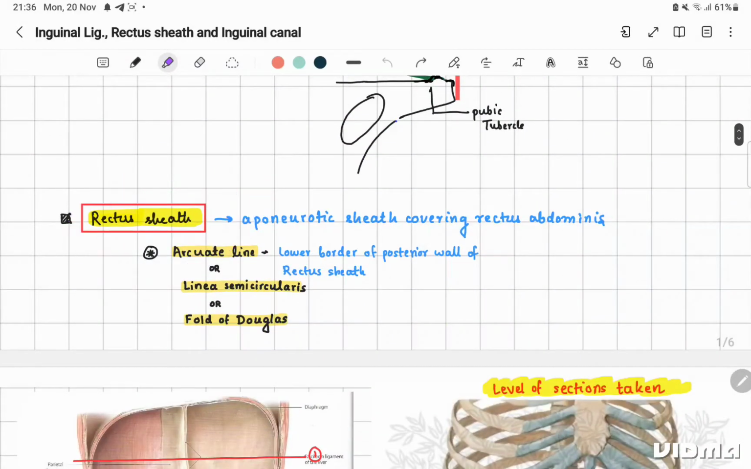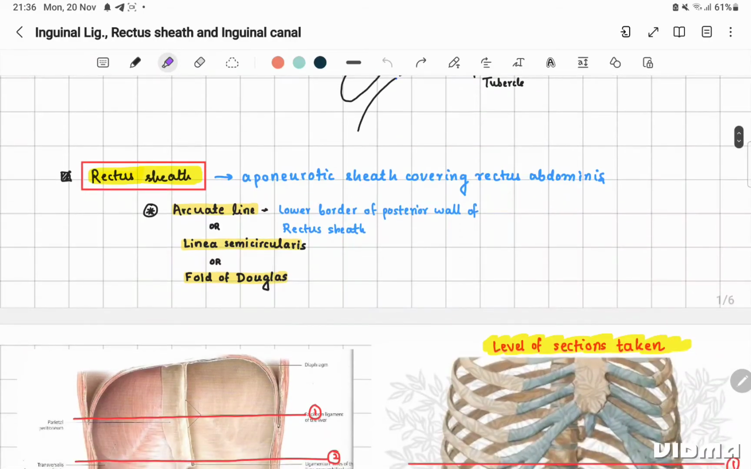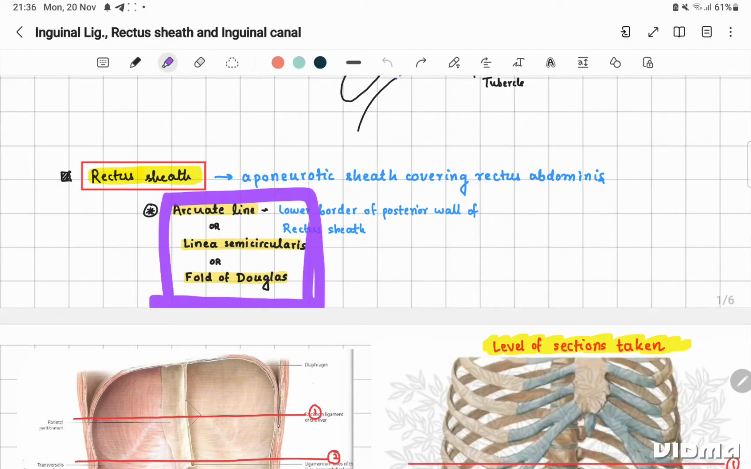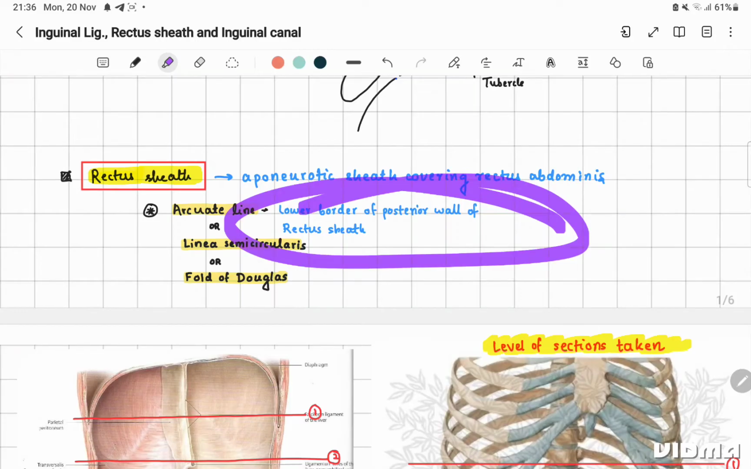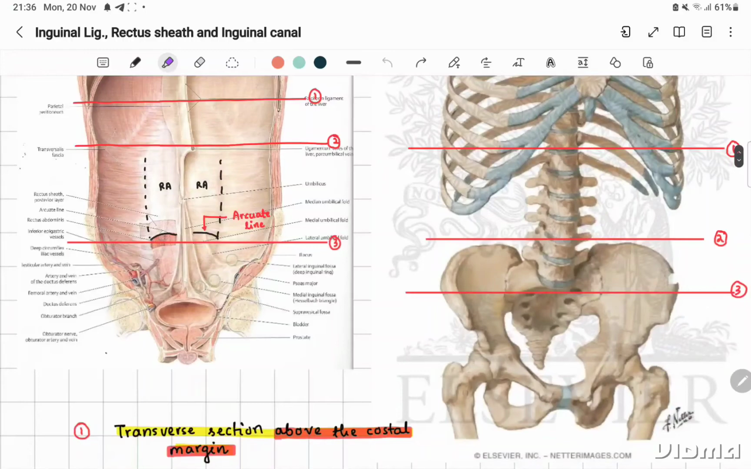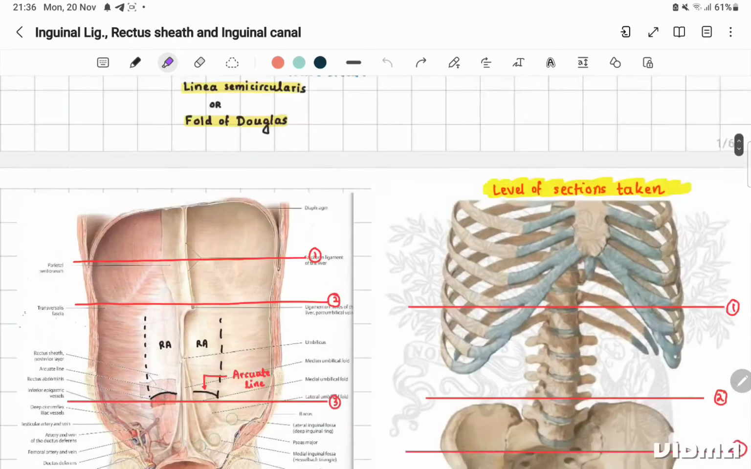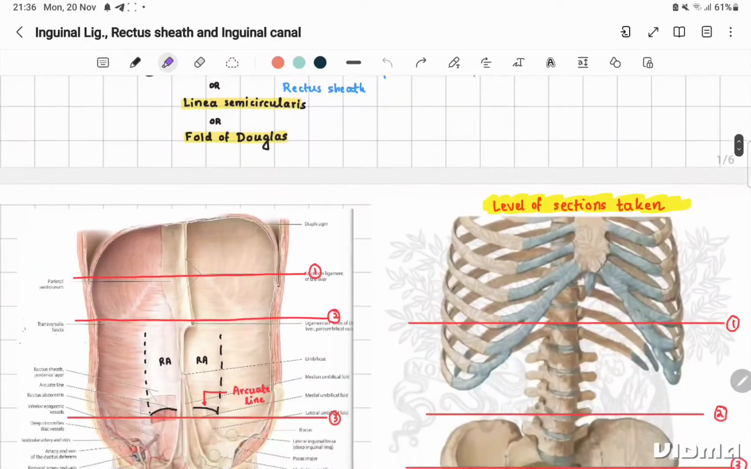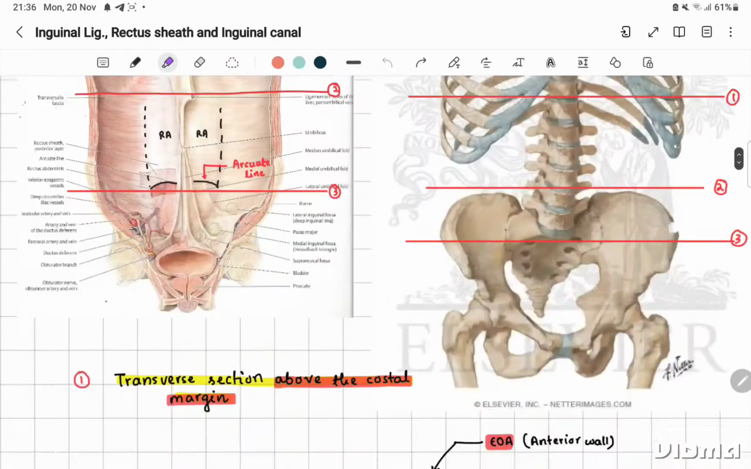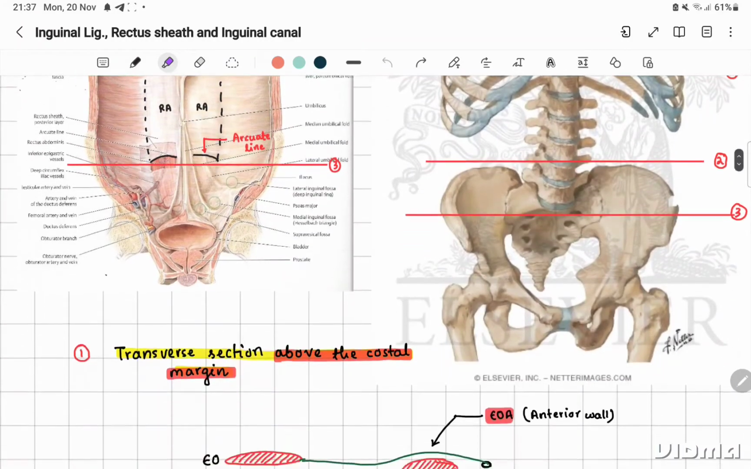Let's talk about the rectus sheath. The rectus sheath is the aponeurotic sheath covering the rectus abdominis. We have the arcuate line, or the linea semicircularis, or the fold of Douglas. The lower border of the posterior wall of the rectus sheath is called the arcuate line. So this is the arcuate line, and this is the posterior border of the posterior wall, and the rectus abdominis must be there.